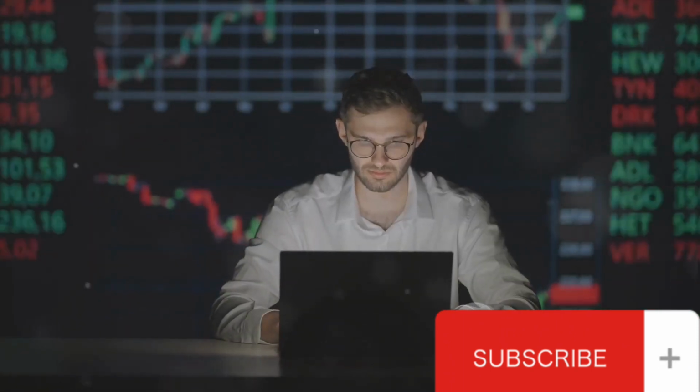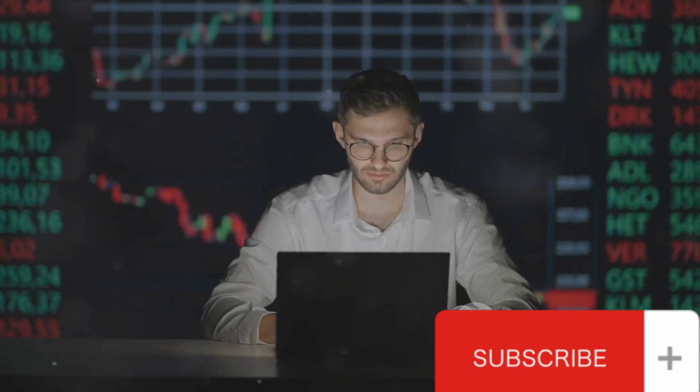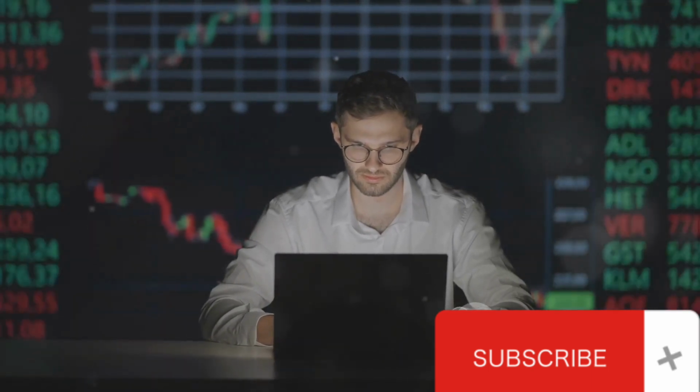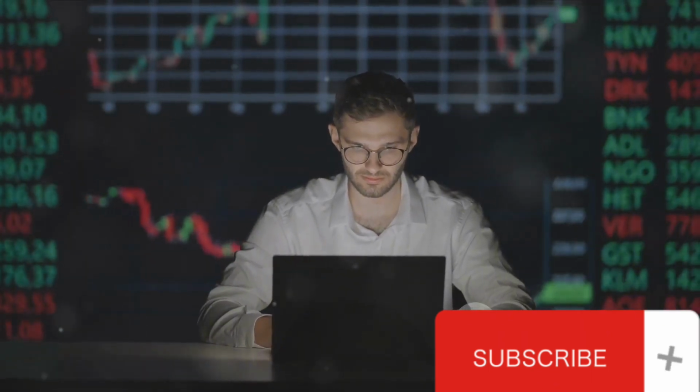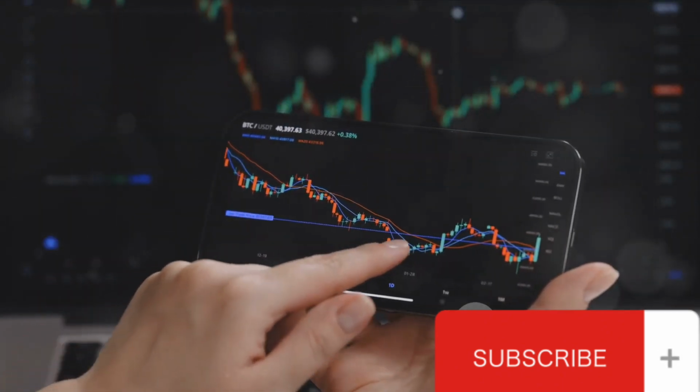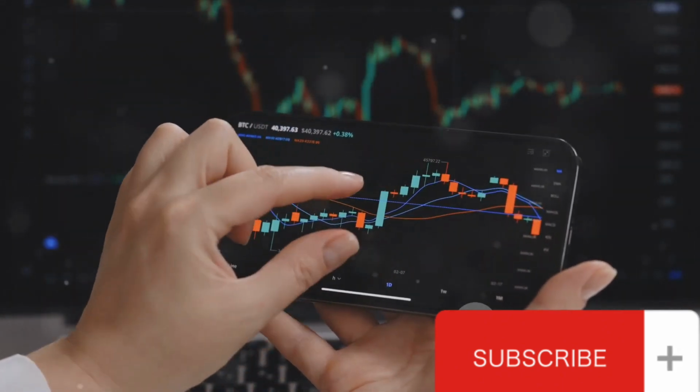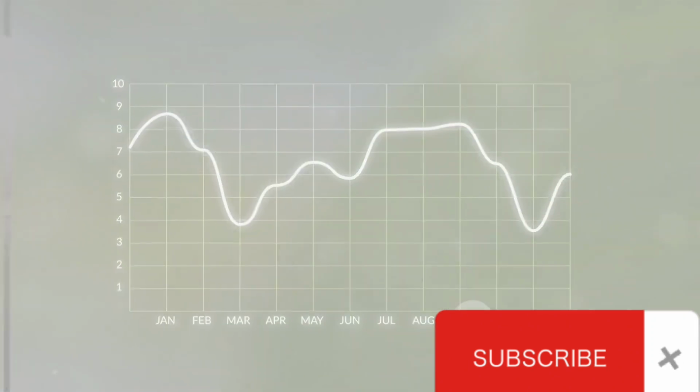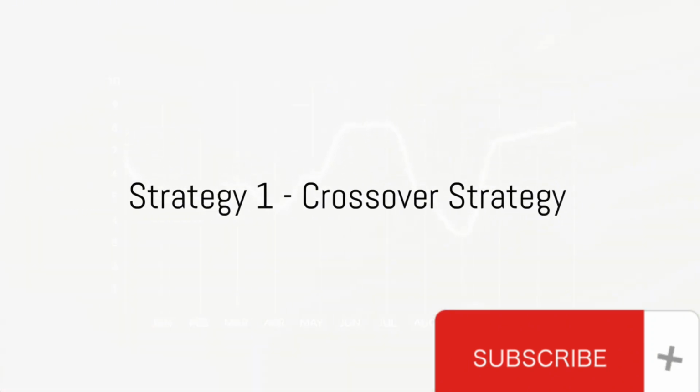The two main types, simple moving average and exponential moving average, each have their strengths. They help traders make sense of the market's ebb and flow. So, are you ready to discover 5 effective trading strategies using moving averages? Buckle up. The first strategy we're exploring today is the crossover strategy.